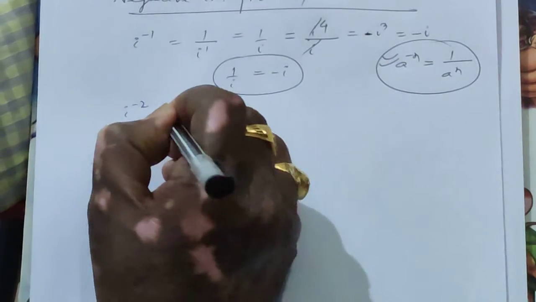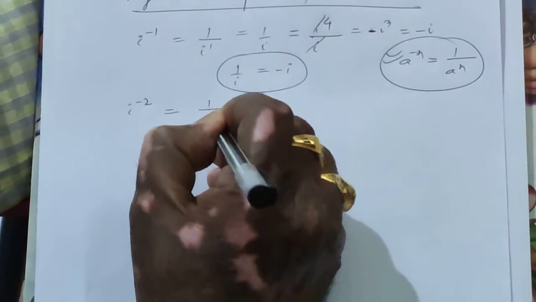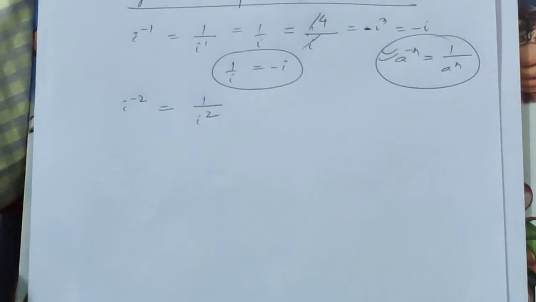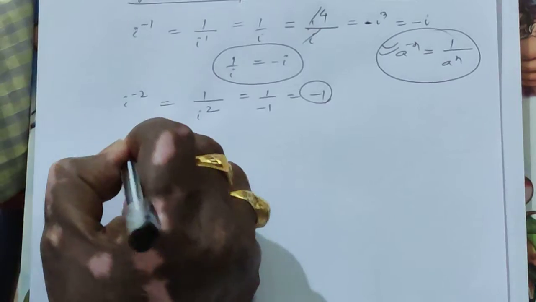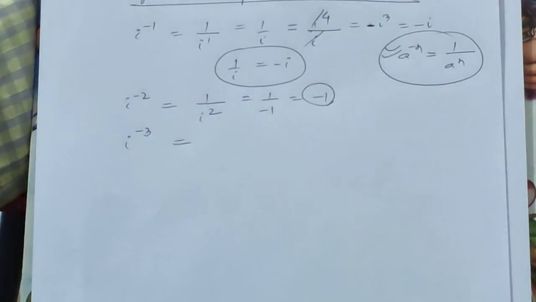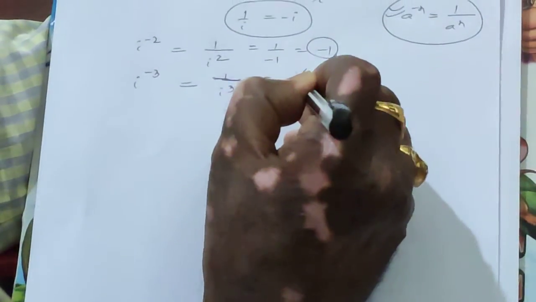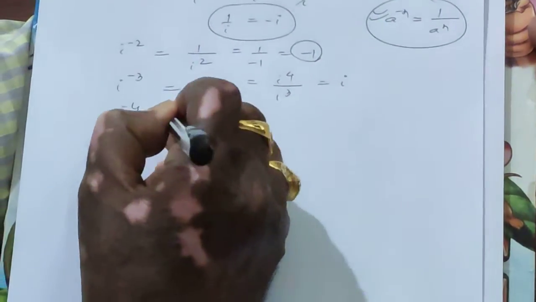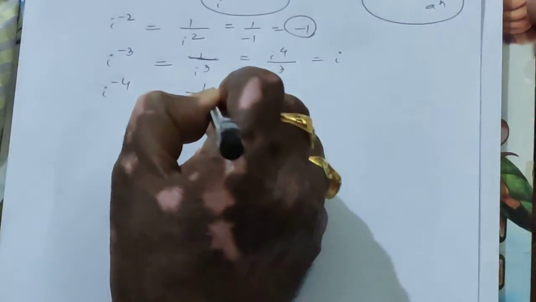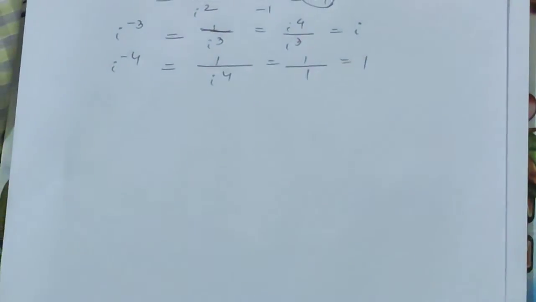i to the power minus 2 equals 1 by i square, equals 1 by minus 1, equals minus 1. i to the power minus 3 equals 1 by i cube. We can write i to the power 4 by i cube equals i. i to the power minus 4 equals 1 by i to the power 4, equals 1 by 1, equals 1.